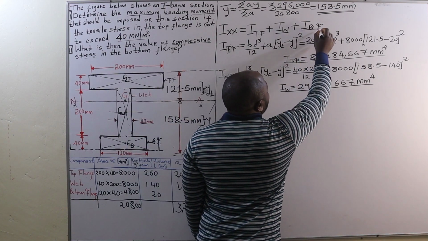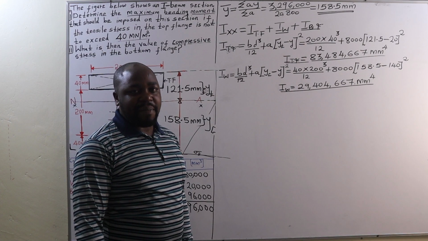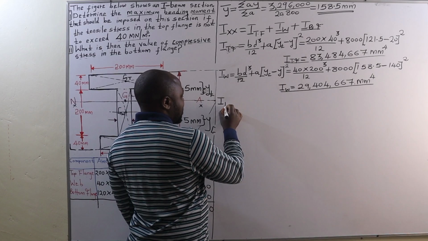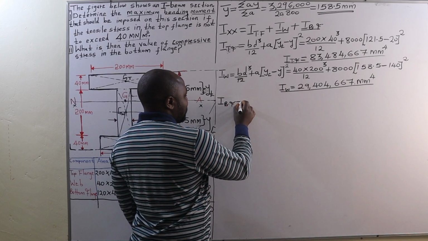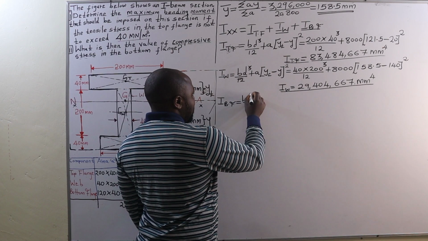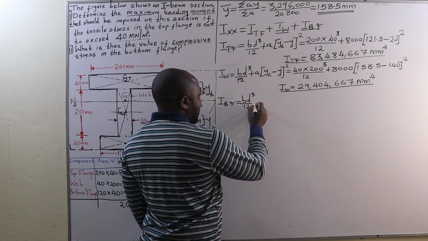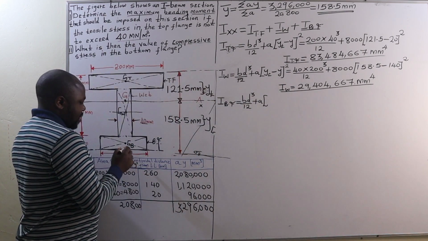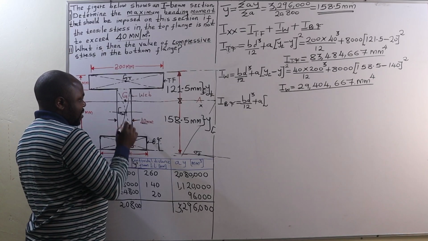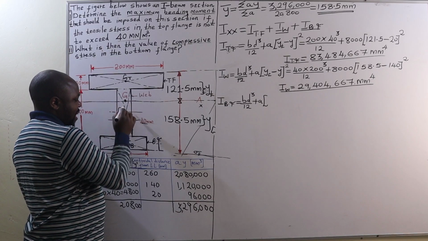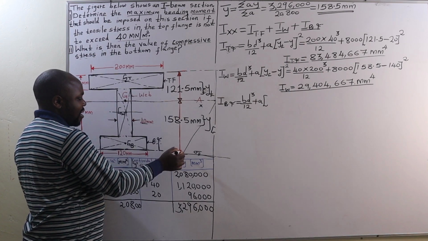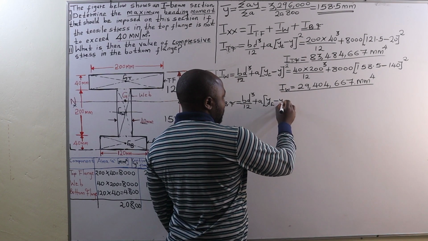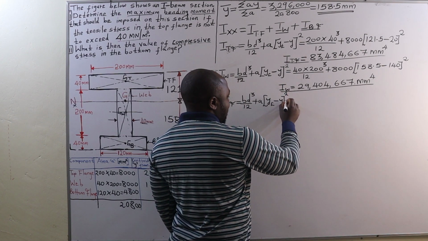Finally, the moment of inertia of the bottom flange about the neutral axis. The moment of inertia of the bottom flange about the neutral axis is also going to be BD cubed over 12 because it is also a rectangular section, plus its area into YC. Therefore, the distance from G to GB is going to be given by YC minus Y, and then we square it.